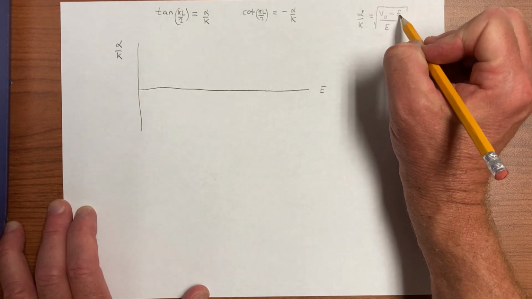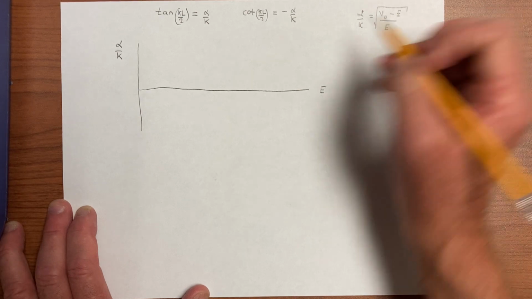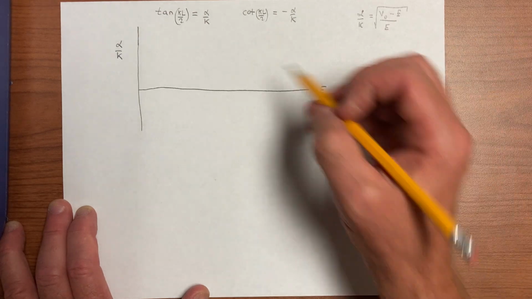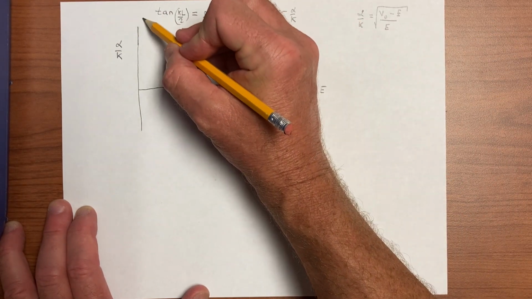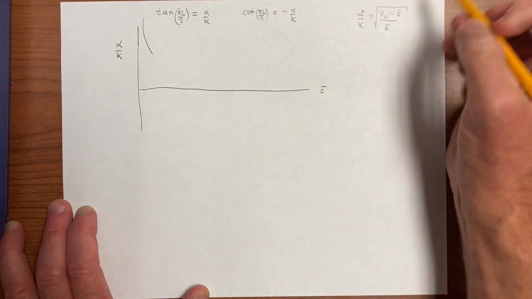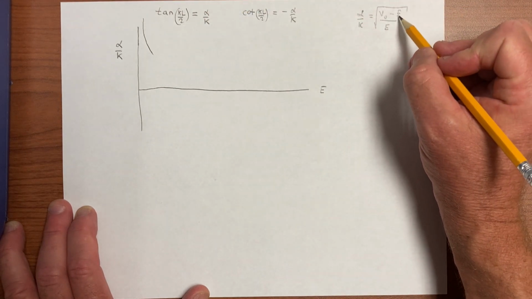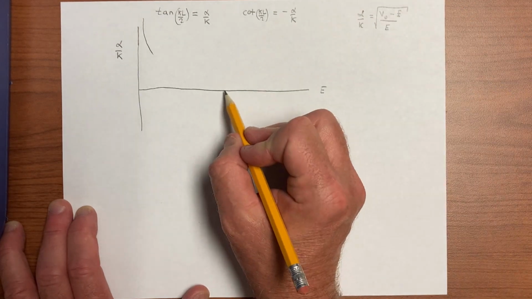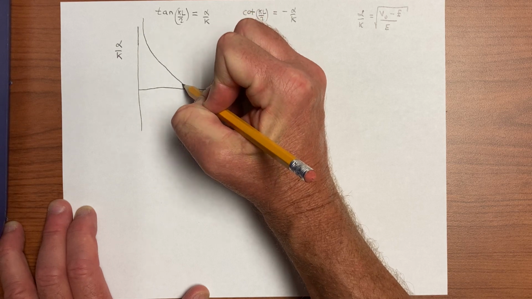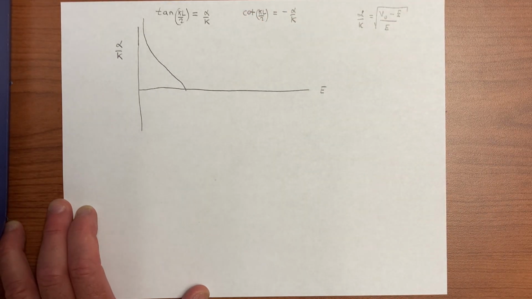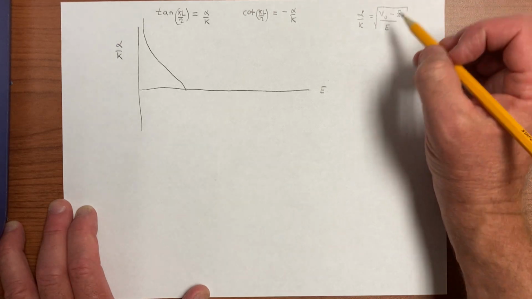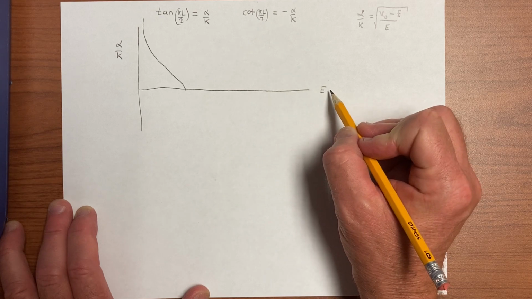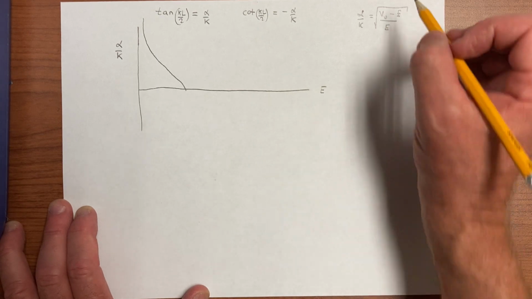As E goes to 0, the numerator goes to V naught, so we get V naught over infinity. So the curve starts up here somewhere, regardless of the value of V naught, and it comes down. At some value of E, when E is equal to V naught, this goes to 0. So at some value, this function goes to 0, and it's going to look something like that. But the greater V naught is, the further along the x-axis we'll get to 0.